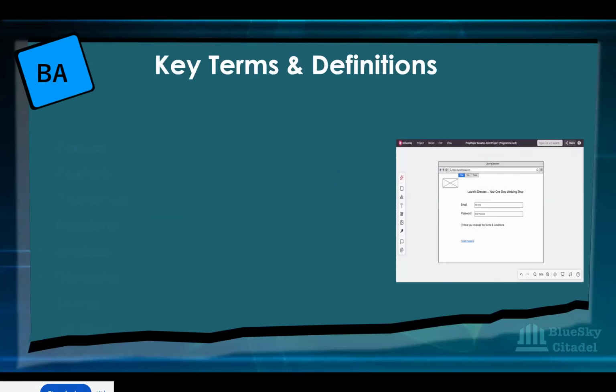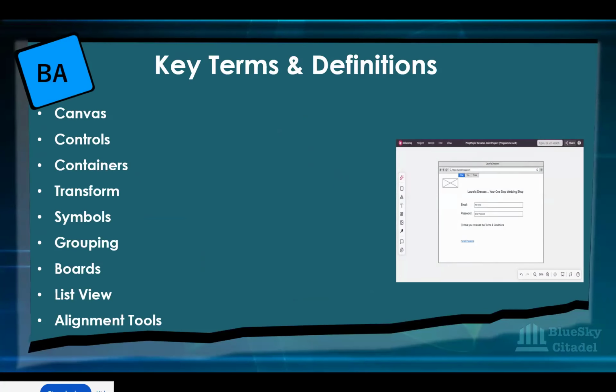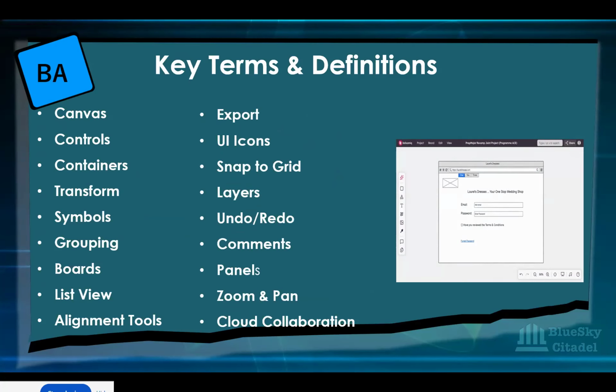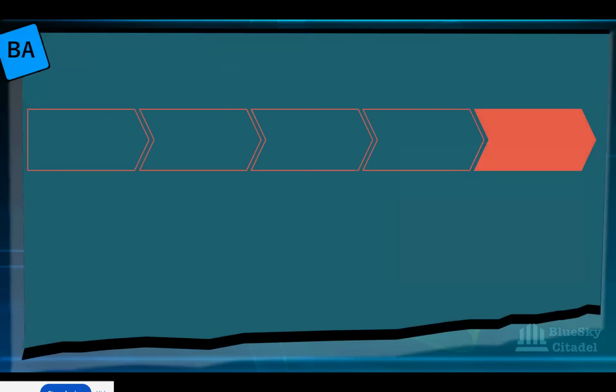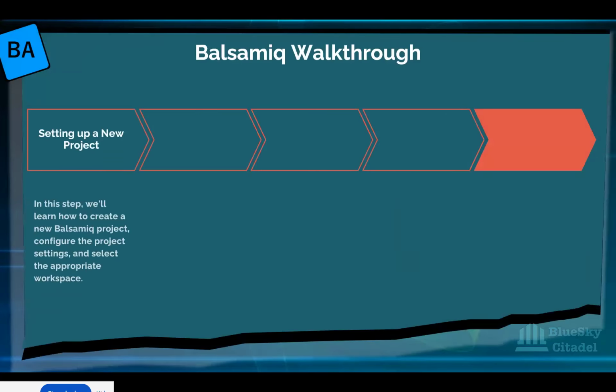So some key terms like I talked about, these are some of the things. The more you use it, you kind of get to use some of these words. You work from a canvas, you use controls, you have containers, you can transform the different, we'll go into all of that. There are symbols, grouping, boards, panels, all of that. Undo, redo, layers, you can export, and obviously your cloud collaboration. So we'll go through all of this again. I think we're almost getting to the walkthrough bit.